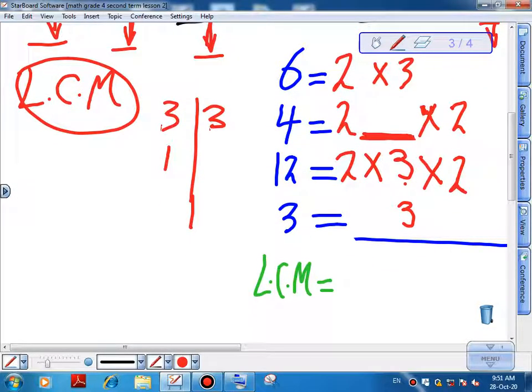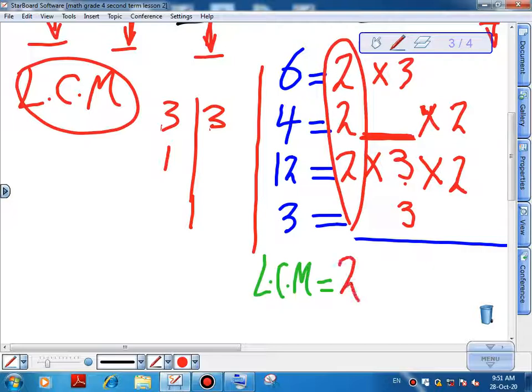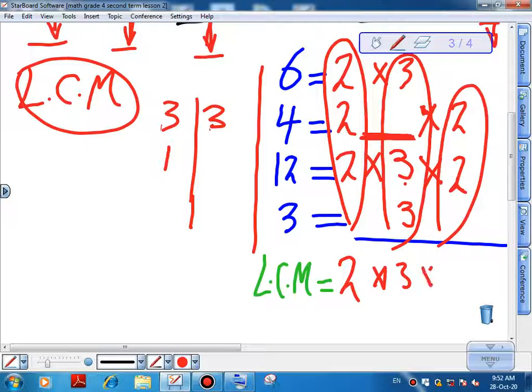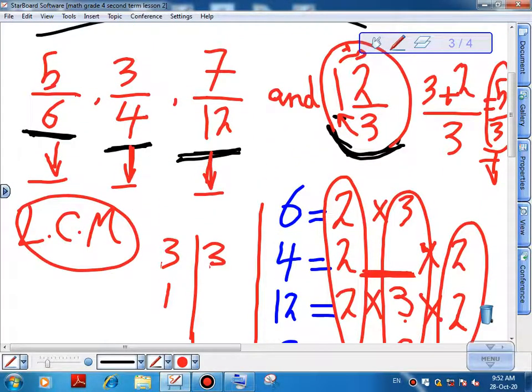If we need to get the lowest common multiple of all these numbers, 6, 4, 12, and 3, we take all the family, 2, 3, and 2. 2 times 3 times 2. 2 times 3 equal to 6. 6 times 2 equal to 12. So the lowest common multiple is 12. So we need to convert every denominator to be 12. 6 must be 12. 4 must be 12. 12 is already 12. 3 must be 12.